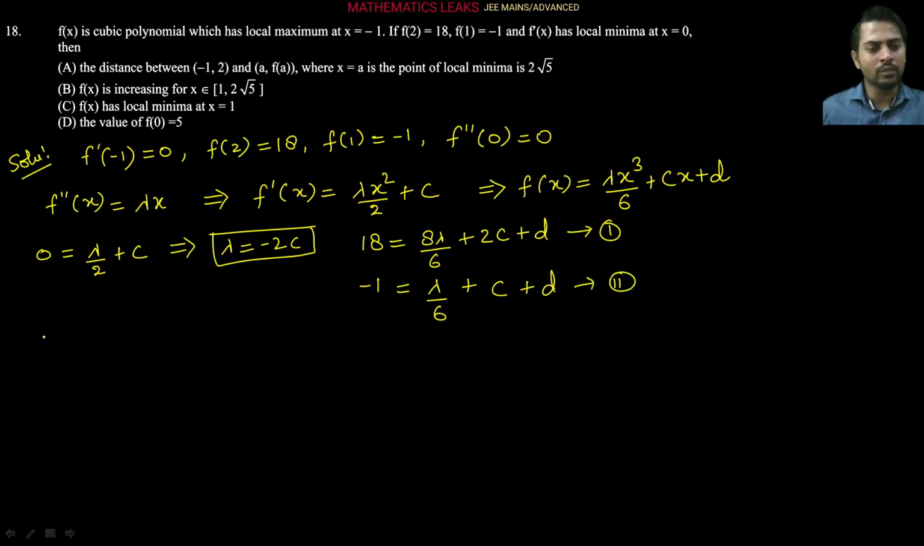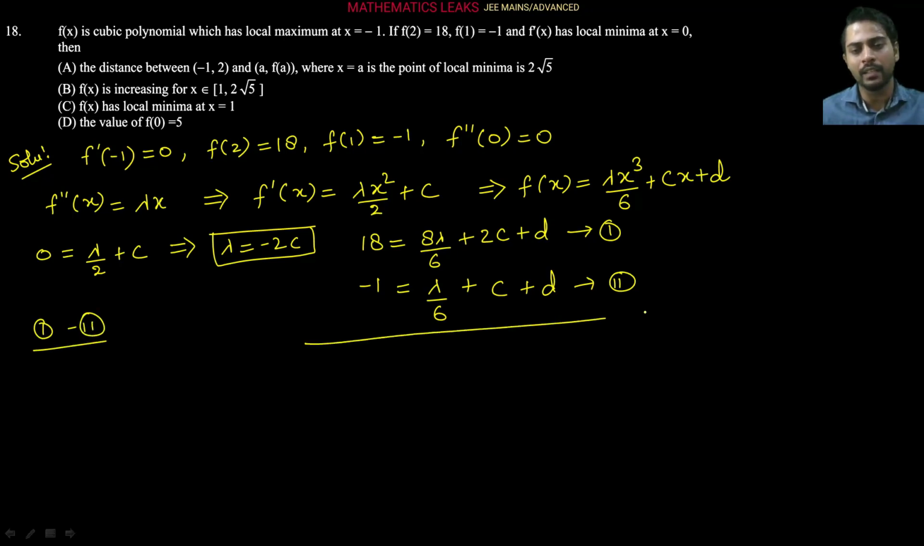Now we are going to just subtract the second equation from the first equation. So just change the sign of this second equation here. On subtraction, plus, this is minus, this is minus, this is minus. So positive d and negative d get cancelled in the subtraction part. So we are getting 18 plus 1 is 19 on the left side is equal to 8 lambda by 6 minus lambda by 6, so that is 7 lambda by 6. And this data is 2c minus c, so plus c it is.